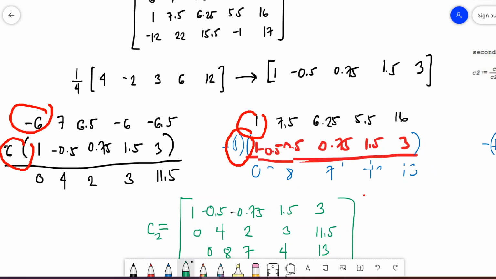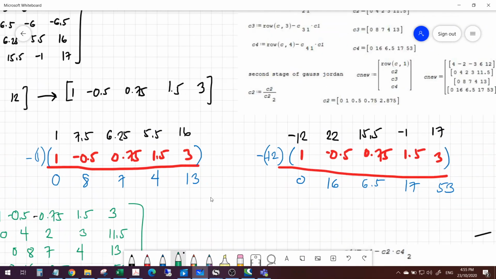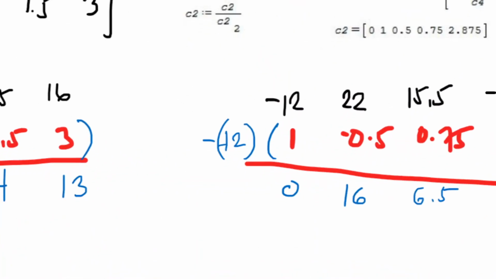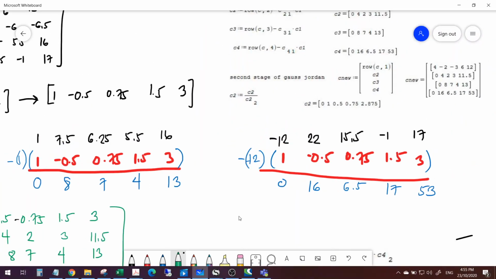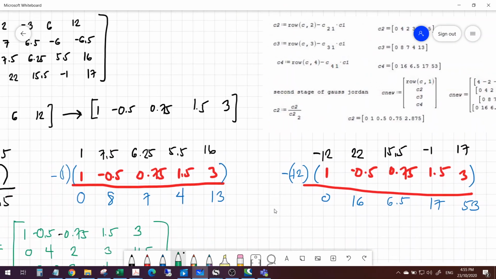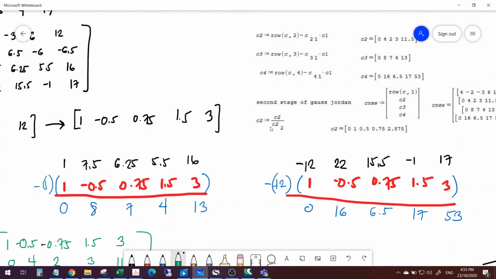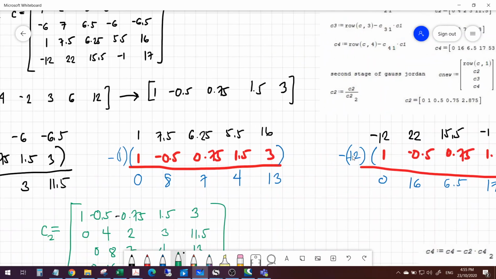While here, this is negative 12, this is negative 12. So with that, you will notice that in my SMAT code, this is my formula to get the multiplying factor.